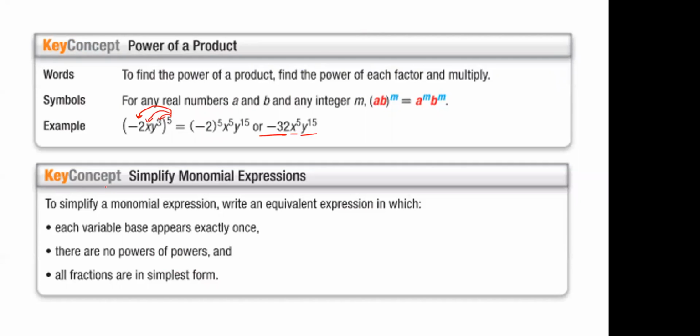To simplify a monomial expression, each variable base appears exactly once, there are no powers of powers, and all fractions are in simplest terms. All three of these things have to happen in order for a monomial expression to be simplified.